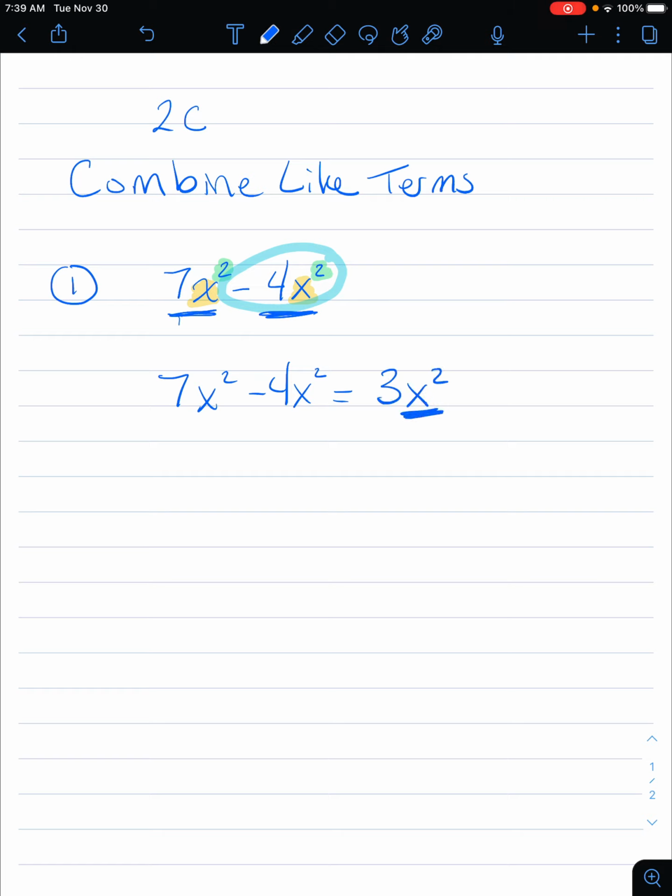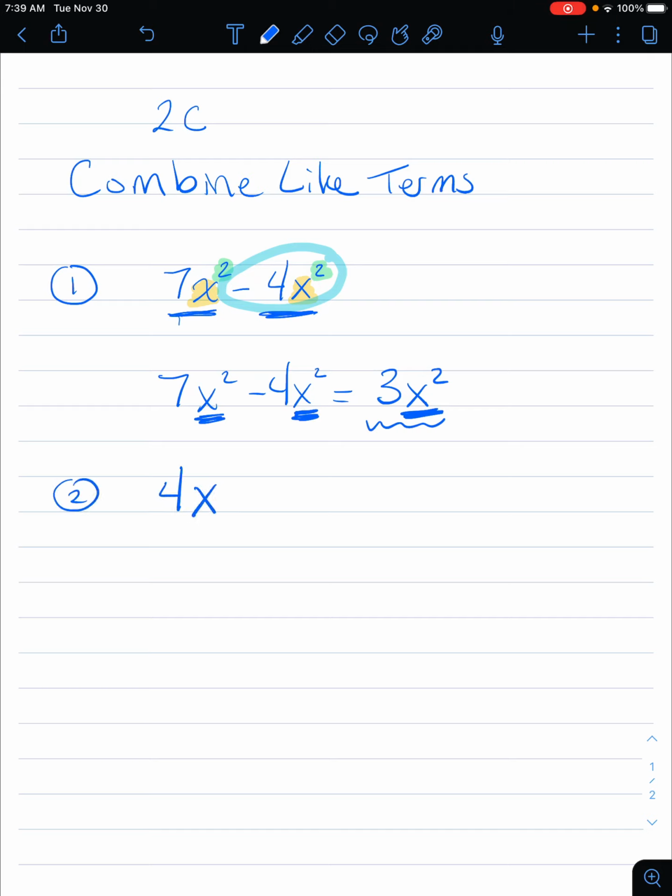We don't change the x squared. Think about when we did algebra tiles. Those x squares were the big square tiles. Those didn't change. We just were left with 3 of them in this case. Okay, let's go ahead and try another one.